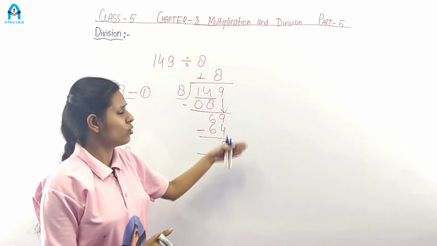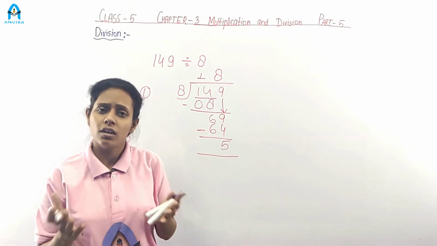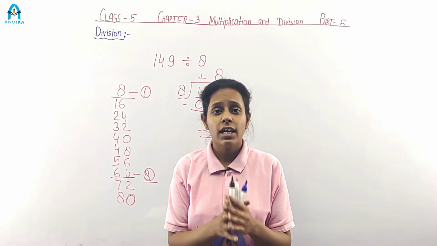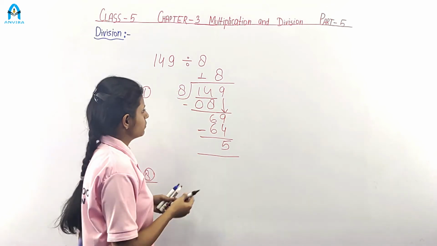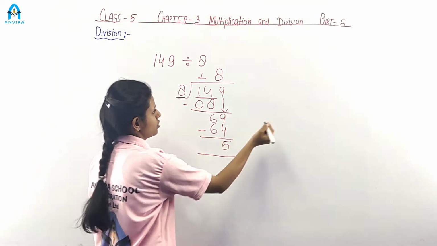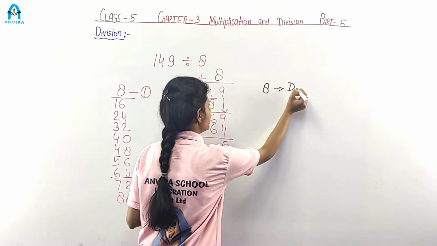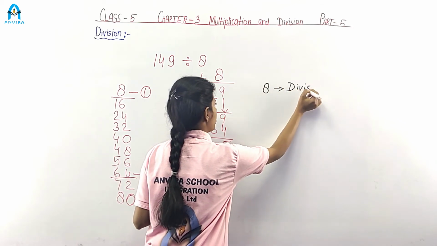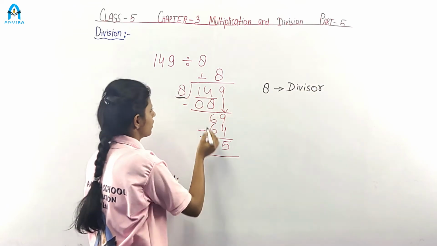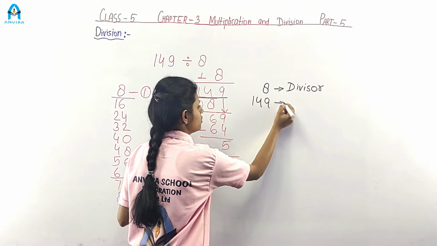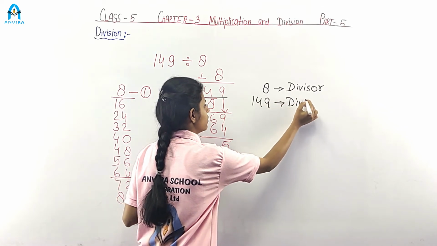Now just know the names of the numbers. To understand the operation of division, let's take some names. First, 8: this number is called the divisor. Then 149: this is called the dividend.